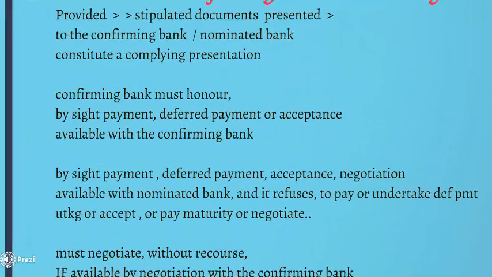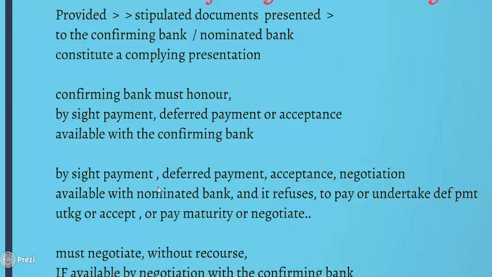Confirming bank's undertaking. What is the undertaking of the confirming bank? Provided stipulated documents are presented, if and when there is a drawing or a presentation made, and those are the stipulated documents called for in the credit and that is complying, and if the presentation is made either to the nominated bank or to the confirming bank. In the previous article for the issuing bank, we saw it; here it is the confirming bank or nominated bank. It is not the issuing bank here. It constitutes a complying presentation. If the presentation is complying, then the confirming bank must honor. Confirming must honor if it is complying. There is no question asked. How do they honor? By sight payment, deferred payment, or acceptance. When? If it is available with the confirming bank.